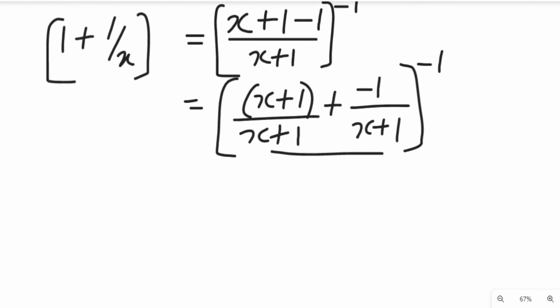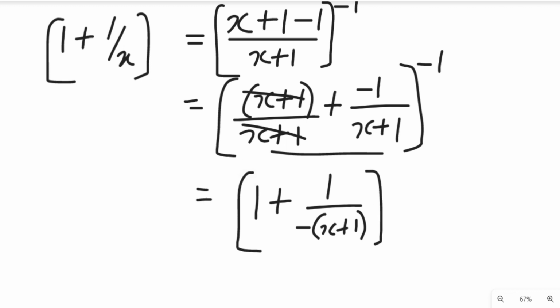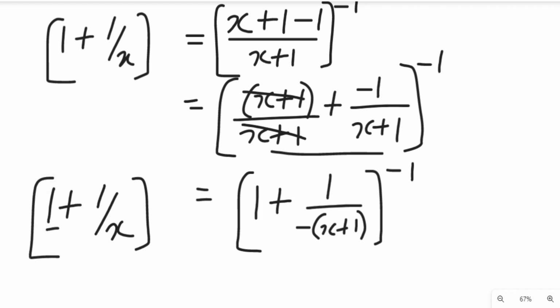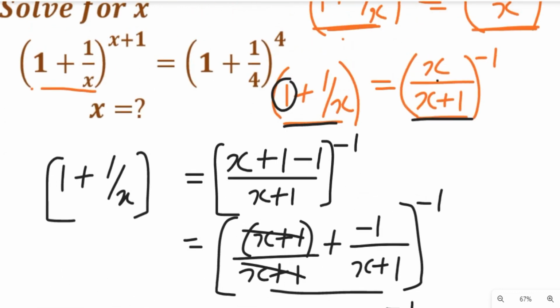Now, if we simplify this, you are going to see that this will give us 1 plus 1 divided by, the negative sign will come down, x plus 1, and then this will be all to the power of minus 1. Now you come to see that this equation is now similar to this, since we have our 1 and we have our 1. Remember that this expression has a power, and that power is x plus 1. So we are going to bring that power into this expression.